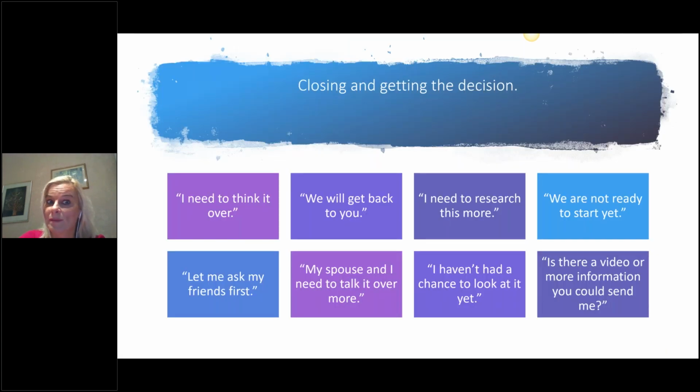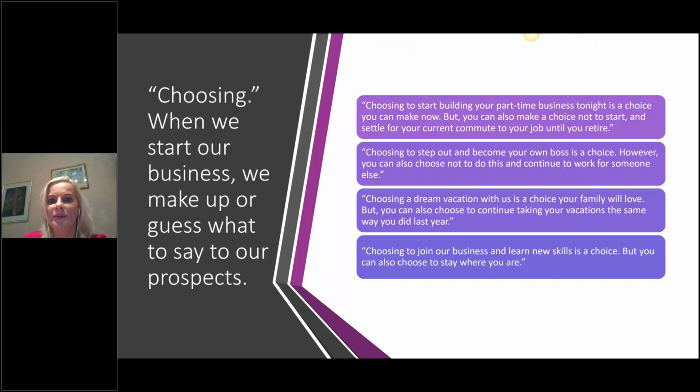I need to think it over. We will get back to you. I need to do more research. We are not ready yet to start. I haven't had a chance to look at it yet. Let me ask my friends first. So now we go into it. You could end your close saying, choosing to step out and become your own boss is a choice, isn't it? Prospect agrees, yeah. However, you can also choose not to do this and continue to work for someone else.